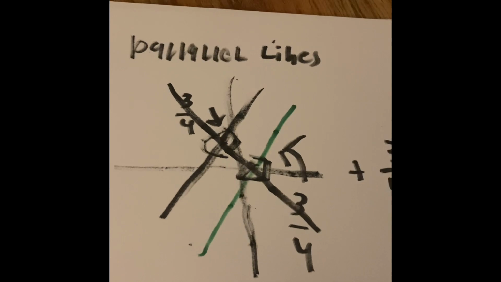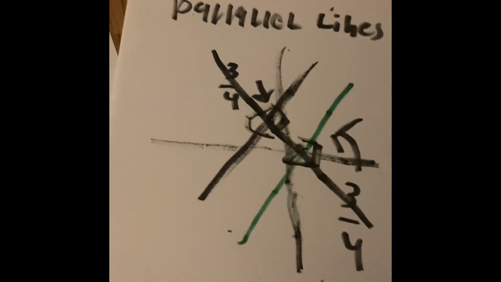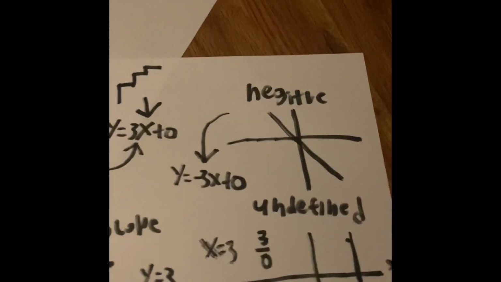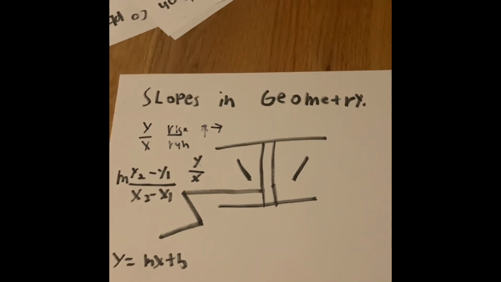It's a transverse line. So those are all the slopes that we will be reviewing and learning in geometry. Positive, negative, zero, undefined, parallel lines, opposite reciprocal slopes. I hope this video has helped you understand slopes in geometry.